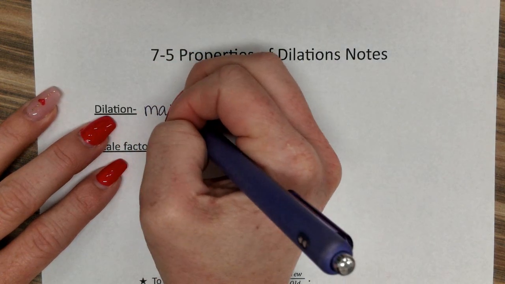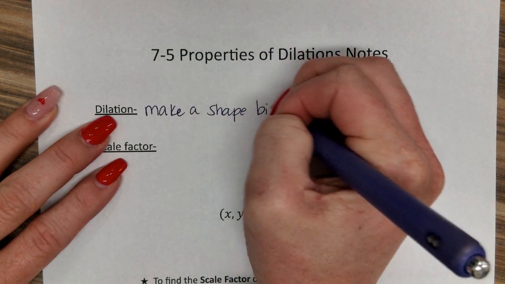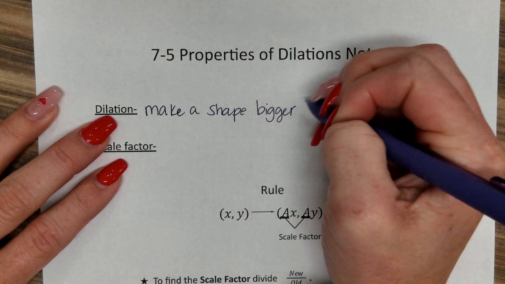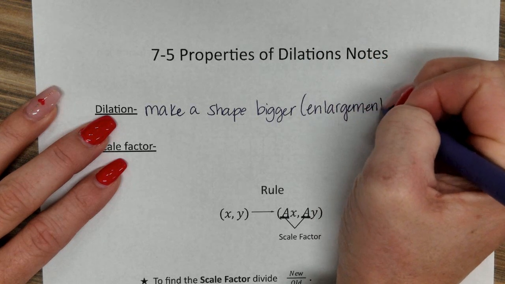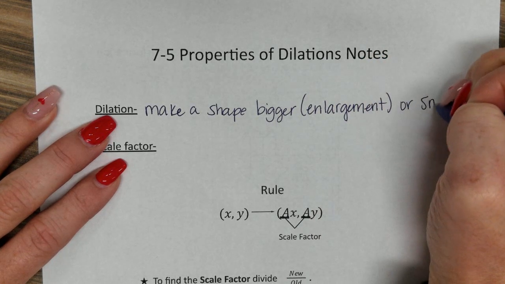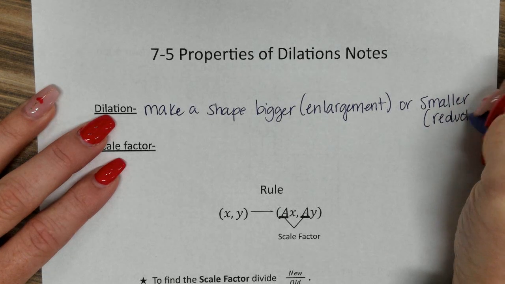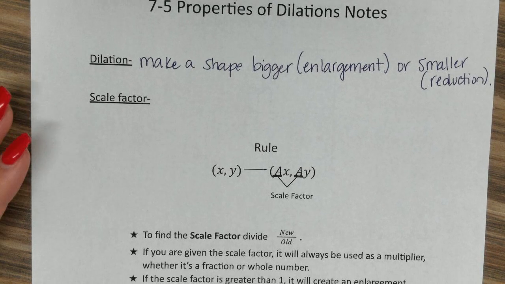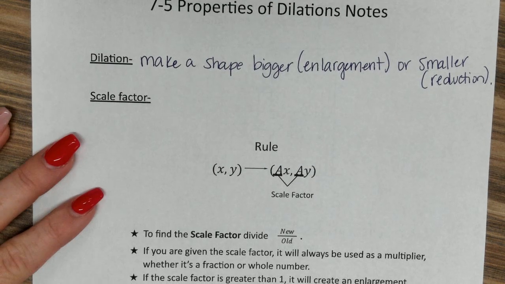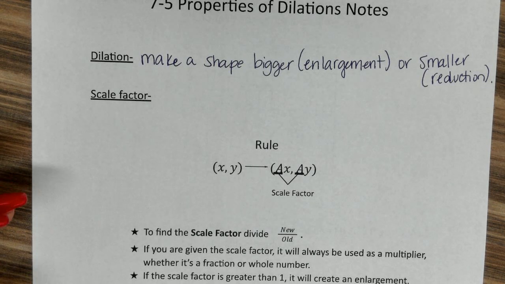Make a shape bigger. And then in parentheses put enlargement, or smaller. And in parentheses write reduction, because that's the vocabulary that will be used today. Dilations make a shape bigger, enlargement, or smaller, reduction.